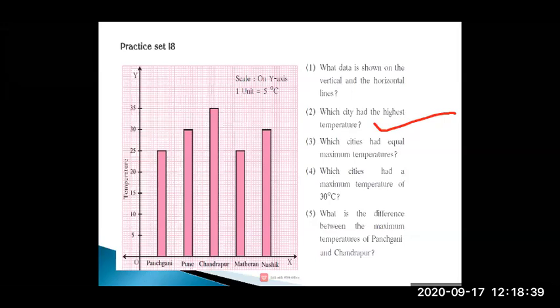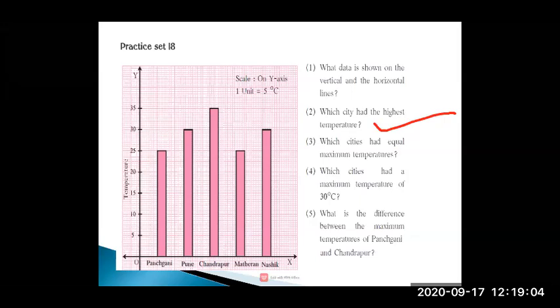Maximum, हाँ, but maximum means सबसे ज़्यादा, सबसे ज़्यादा but equal. Yes, it is Pune and Nashik. Very good. You people are giving the right answer. It is Pune and Nashik.